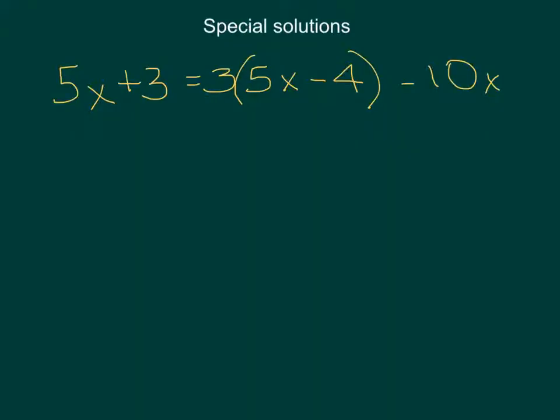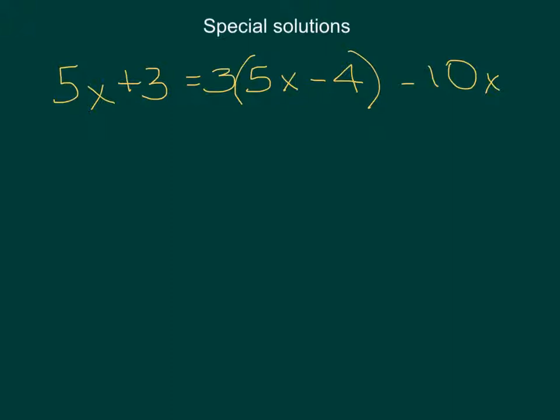Sometimes when we're solving equations with variables on both sides, we also come up with what we would call special solutions. So you may have 2 equal to 2, the number equal to itself, or you may come up with 0. Those are some special solutions. So we're going to do some examples here so you can see what those are.